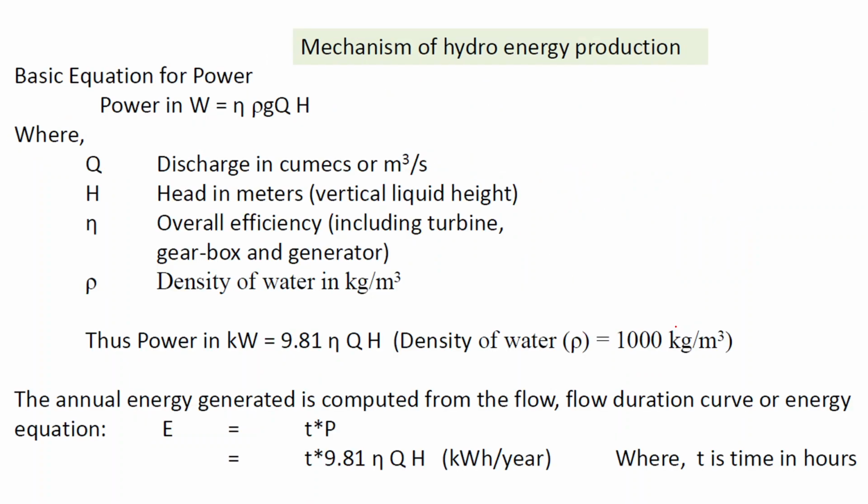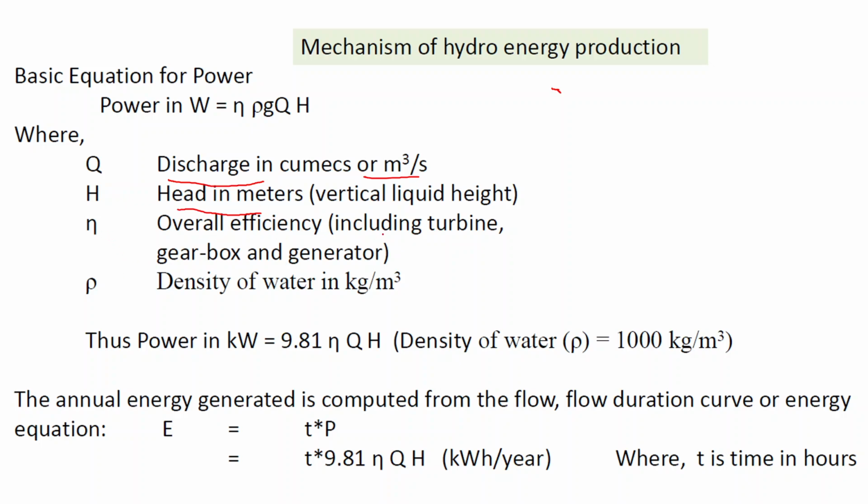Coming to the mathematical calculation involved in hydro energy production: the energy production from water depends on some factors. First is the discharge of water, in meter cube per second, Qmax. Then the head of water, basically the difference in height of the water flow. If it is flowing from a height, the difference in height from the water to the turbine is the head.